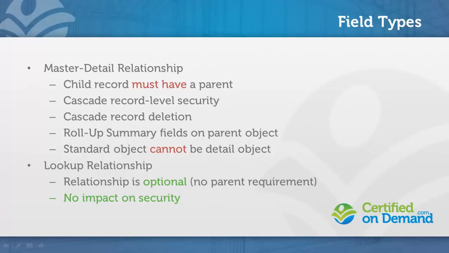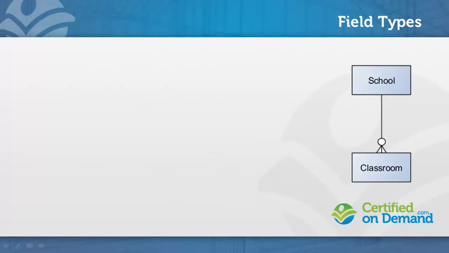Now, lookup relationships are optional. There is no impact to record level security, but roll-up summary fields cannot be established. So back to our first example.